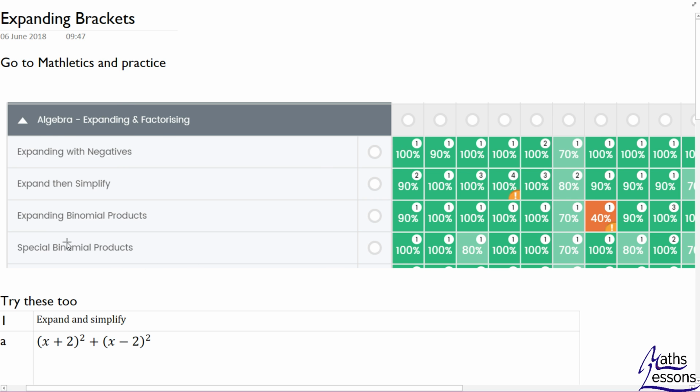This is a screenshot from Mathletics. It shows you some ones you can try. So you need to be able to get these. You can see my class are quite good at these.